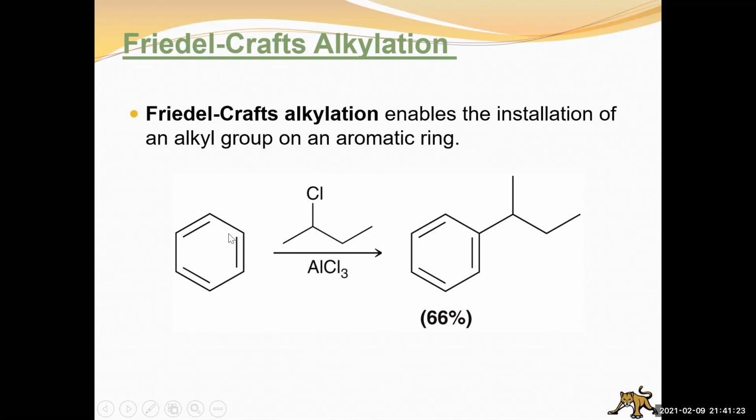So if you want to add an alkyl group, you would take an alkyl halide, and I suggest you keep chloride there. It doesn't have to be chloride, but chloride's the best one to use. In the presence of aluminum trichloride, you get this product.